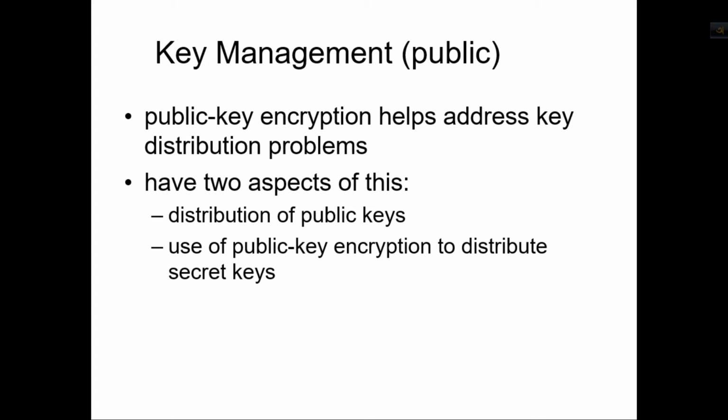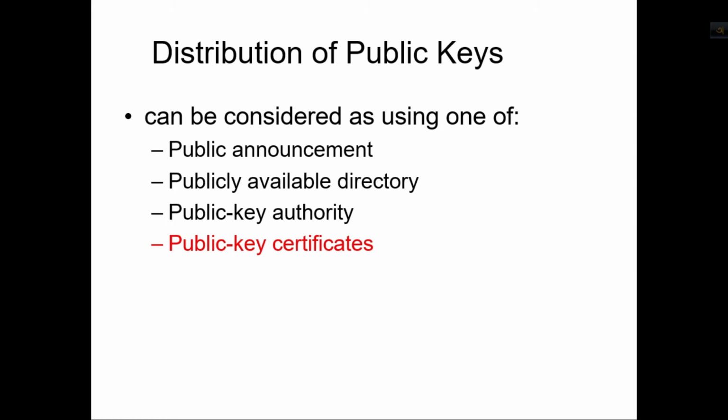Now we will know key management for public key certificates, and how key management works. Public key encryption helps address the key distribution problem. There are two aspects of this: one is distribution of public keys, then use of public key encryption to distribute secret keys. Distribution of public keys mainly has four types: first, public announcement; second, publicly available directory; third, public key authority; fourth, public key certificate, and that is our topic of today's presentation to cover, that is public key certificate.